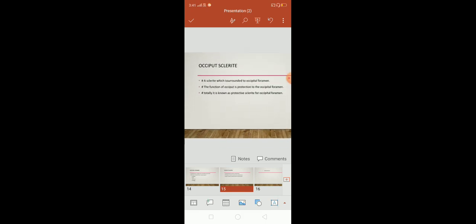And let's go to our occipital sclerite. A sclerite which surrounds the occipital foramen. The function of occiput is protection of occipital foramen. Occipital sclerite is also known as the protective sclerite to occipital foramen. It gives protection to occipital foramen.